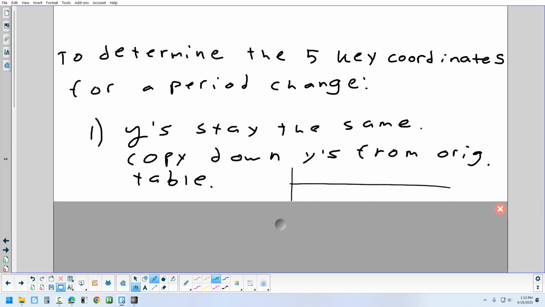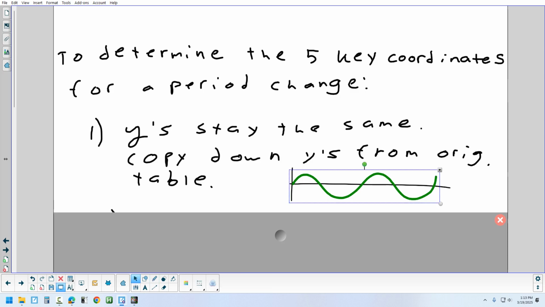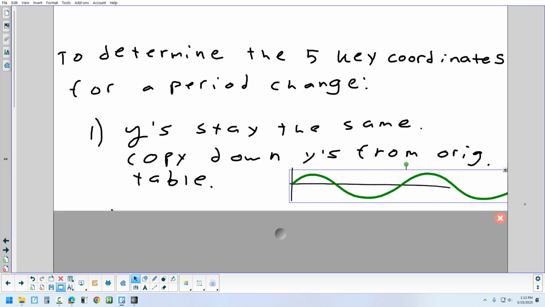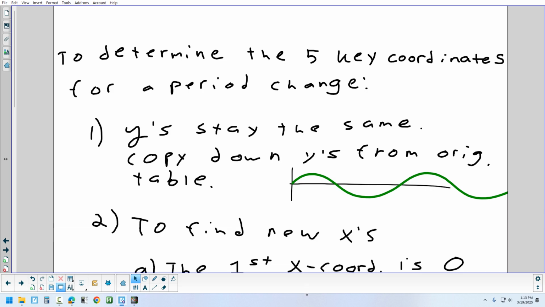Let's look at this graph. If I take that graph in green and just leave it the way it is, where does it start on the x-axis? 0. Let me compress it. Where does it start now? 0. It still starts at 0. And let me stretch it. Still starts at 0. So no matter how you stretch or compress the graph, the first x value is always going to be 0.